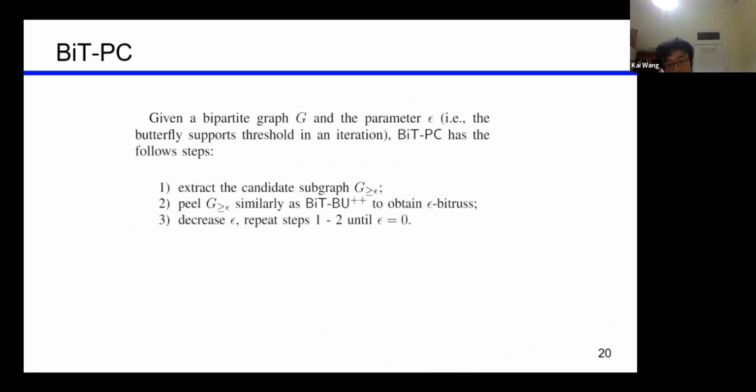So here we introduce the framework of BITPC. Given a bipartite graph G and the parameter epsilon, BITPC has the following steps. Firstly, we will extract the candidate subgraph, and then we peel the candidate subgraph similarly to BITBU++. This is the BITBU algorithm with these two batch-based optimizations. And in this process, we can obtain the epsilon Bitruss. And then we decrease epsilon, and repeat steps 1 to 2 until epsilon equals 0.